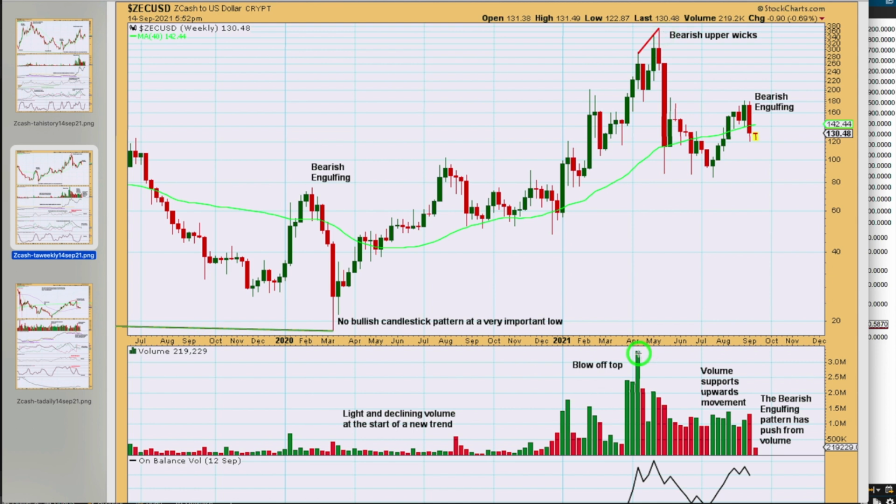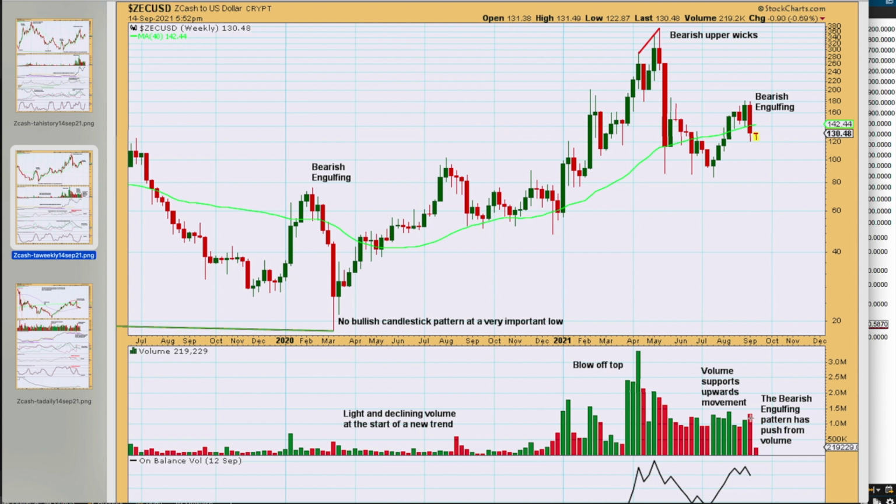Here's a blow off top. It's not the eventual high, though. A little bit of a pullback and then the final high just after the blow off top with weaker volume compared to the blow off top. That's pretty common. Now we're seeing some volume pushing price higher here, but now we get a strong bearish engulfing candlestick pattern with push from volume.